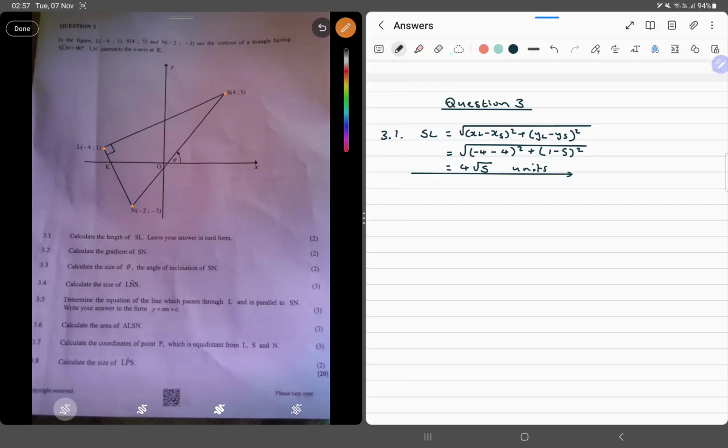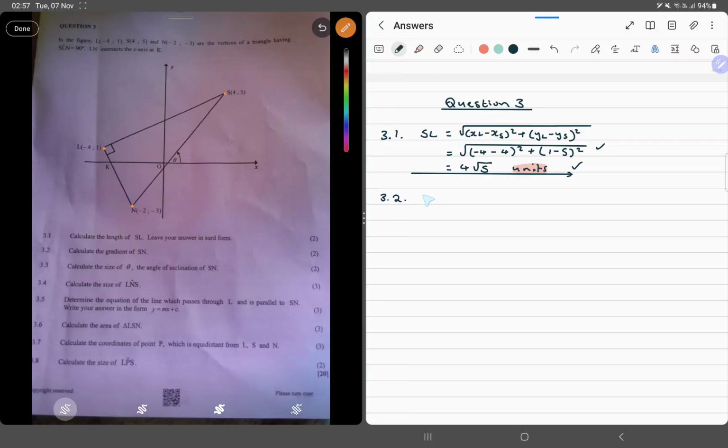So with the length, please don't forget the units. They are important. All right, so the next question, 2 marks, so that is fair. Substitutions and the answer. Now 3.2, it says calculate the gradient of SN.